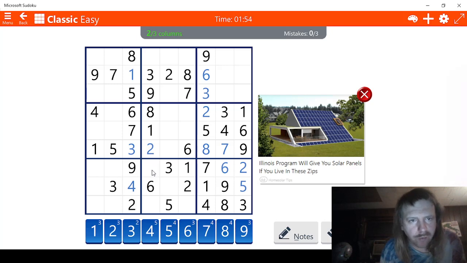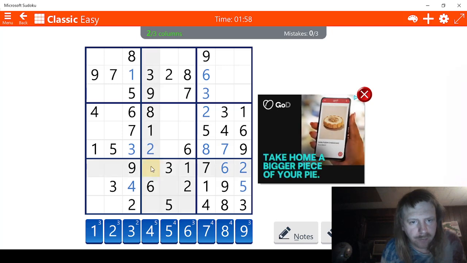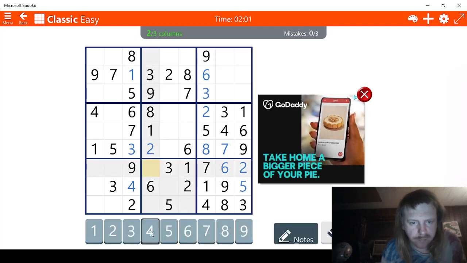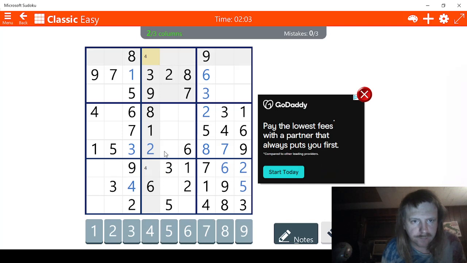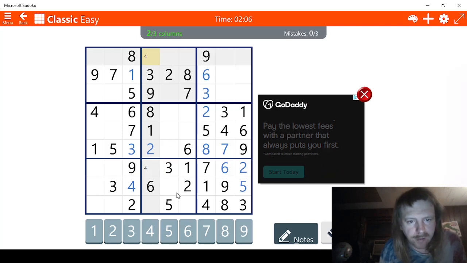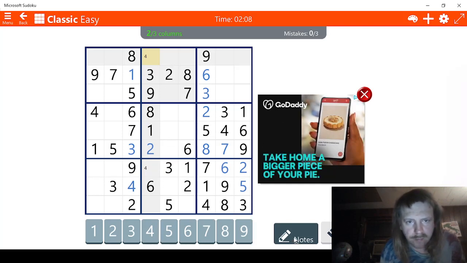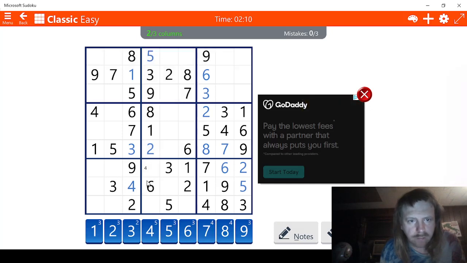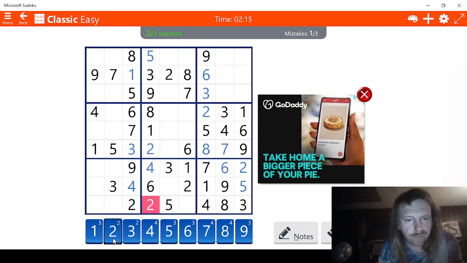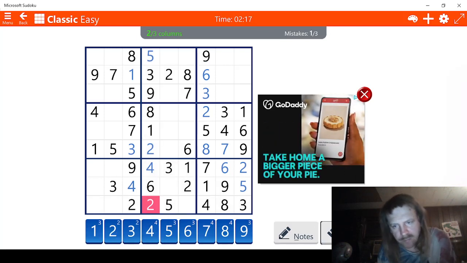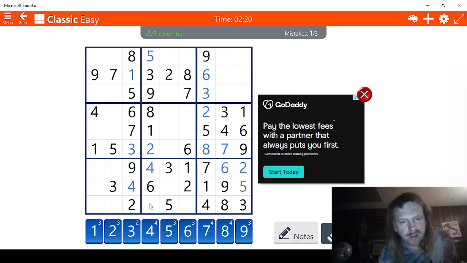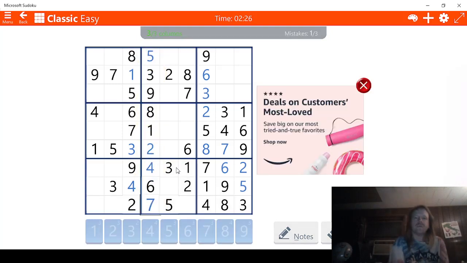Three, four. This can't be a four here. So I see two possibilities for four. We're going to mark those. Five. Two. Ah, the two's right there. Almost got perfect. I got a little bit carried away and in a hurry there. This is definitely a seven. Go erase. There you go.